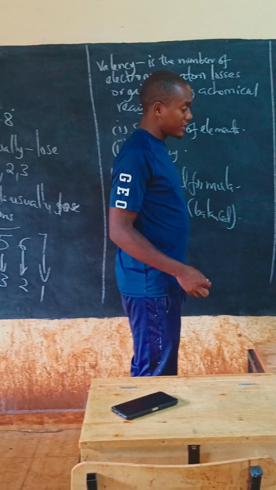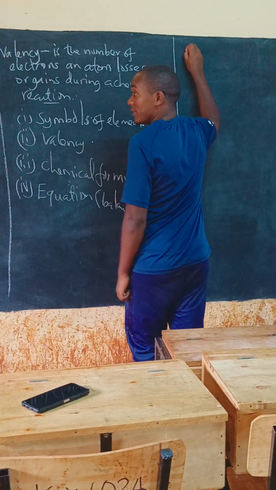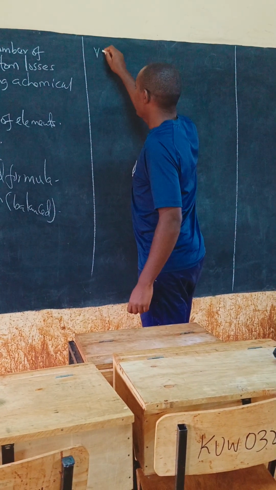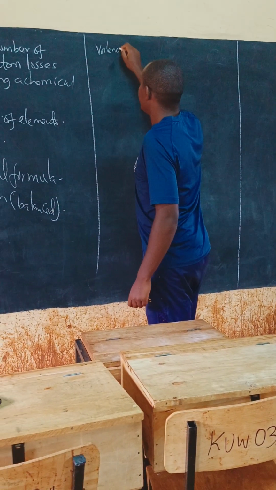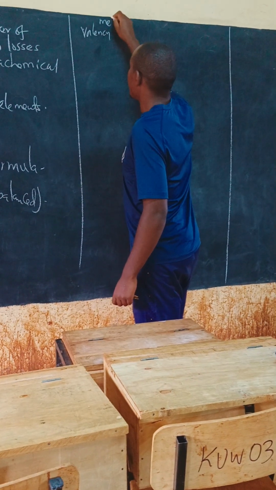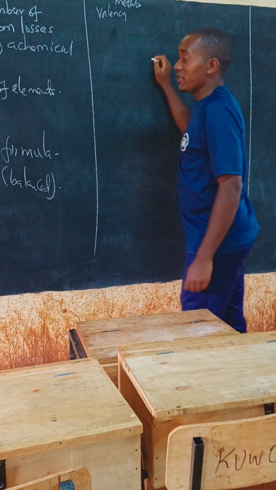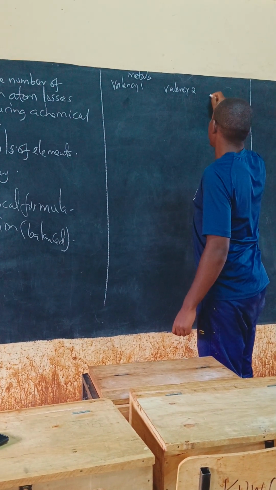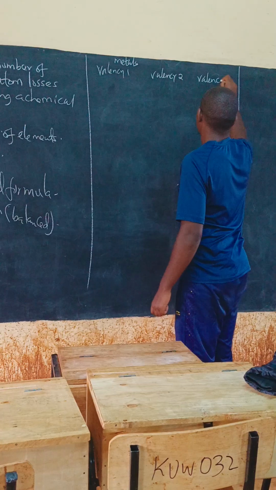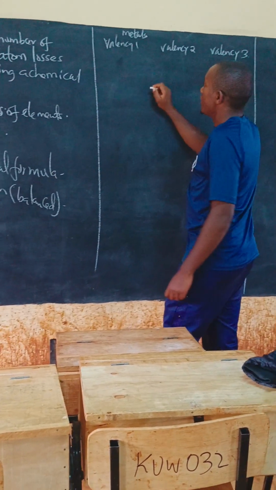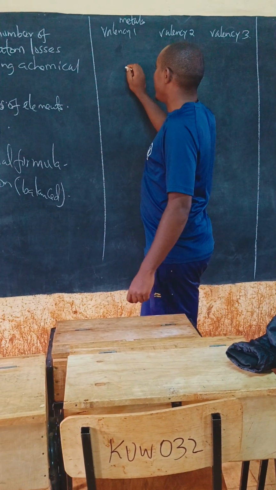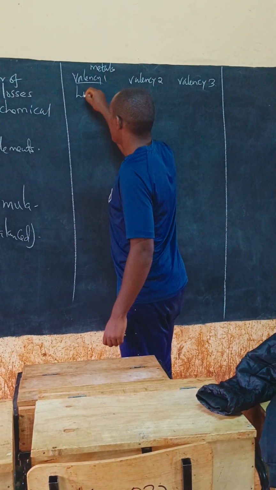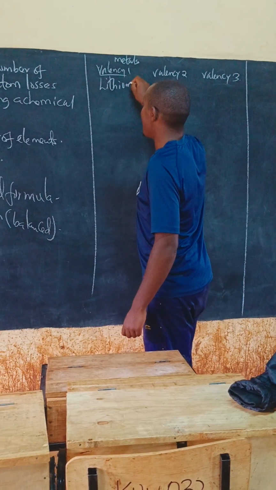So we're going to start with the valency of elements. We are going to start with metals. We have valency 1, valency 2, and valency 3. For valency 1, for metals, we have lithium, which loses 1 electron, and is a metal.